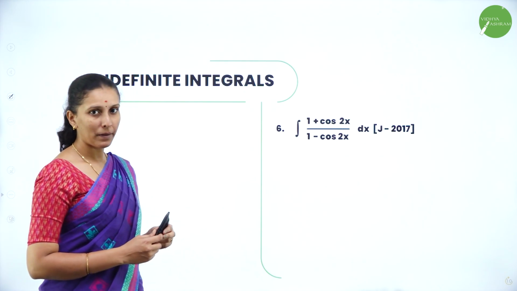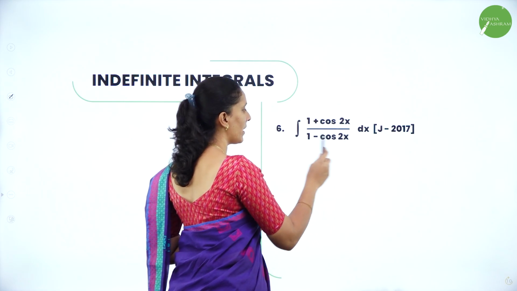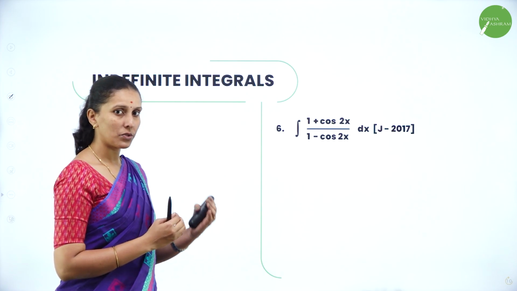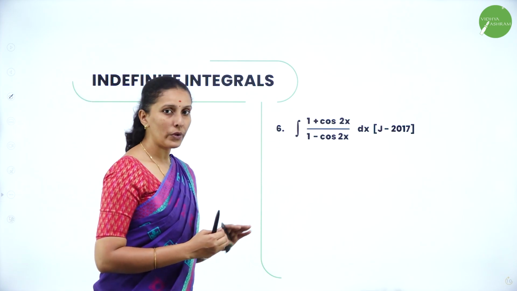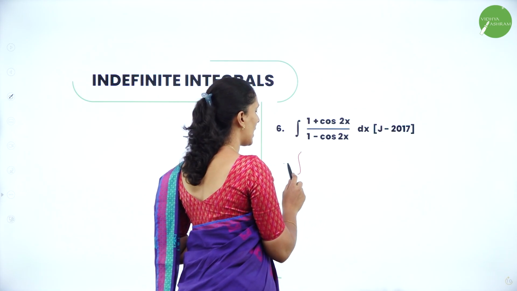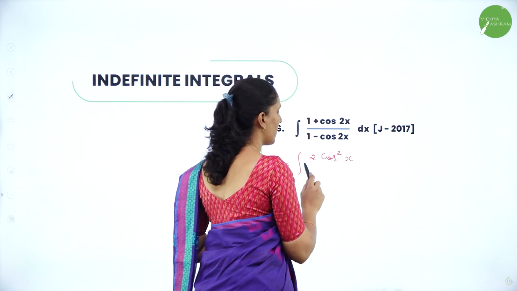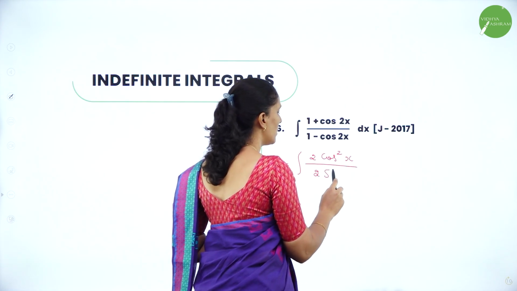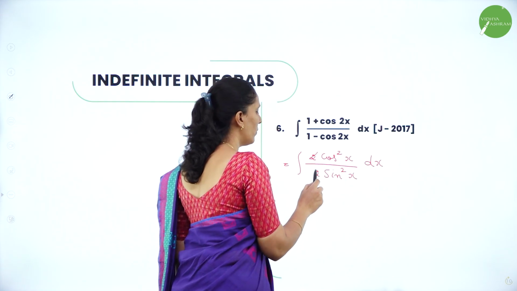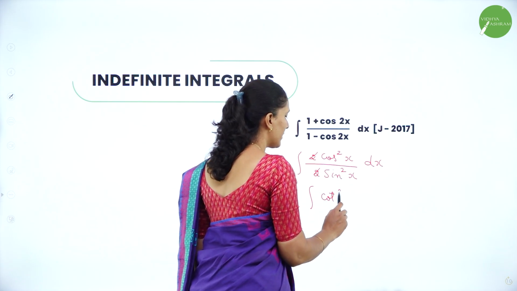So using multiple angle formula, I can write 1 plus cos 2x and 1 minus cos 2x in the form of 2 cos square theta and 2 sin square theta. Similarly, we have 2x here. So let's take here 1 plus cos 2x as 2 cos square x divided by 2 sin square x into dx. Now 2 and 2 get cancelled here. So we are left with cot square x dx.